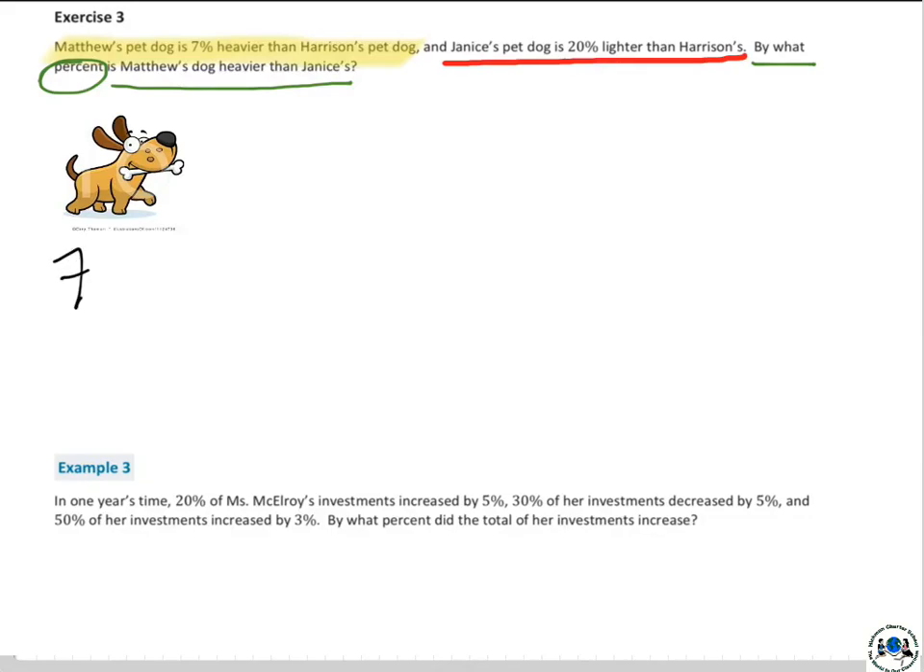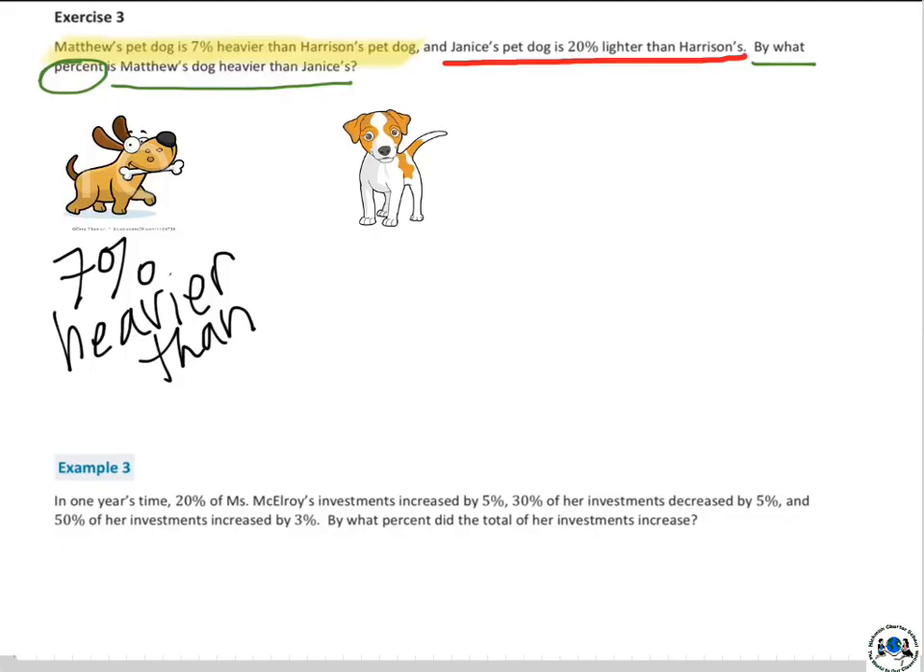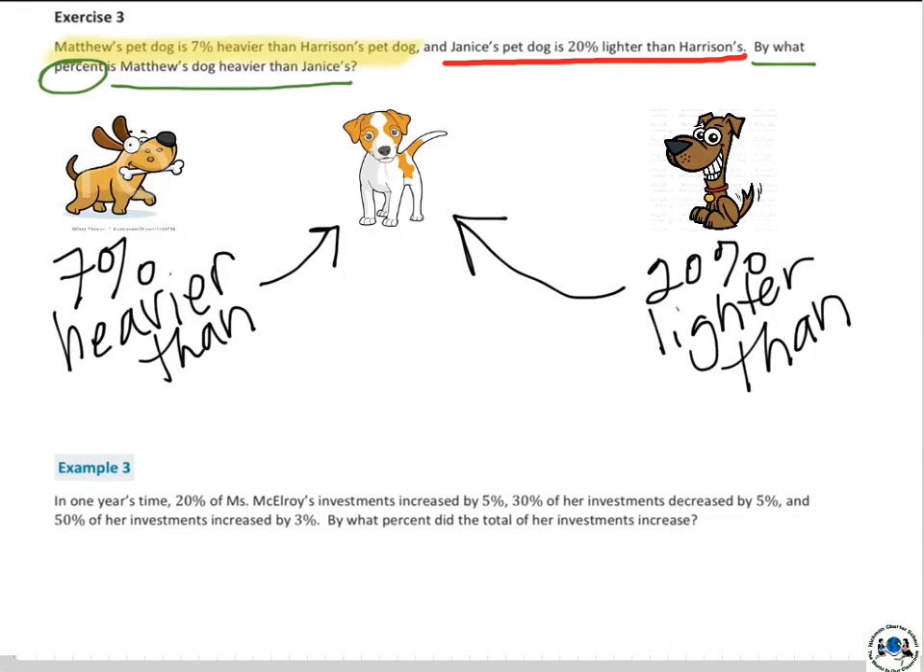We have Matthew's dog, who is not 70%, but 7% heavier than, bing! There is Harrison's pet dog, a real cute little pet dog. So Matthew's dog is 7% heavier than Harrison's pet dog. And then we have Janice's pet dog down there, the very excitable little skinny thing, which is actually 20% lighter than Harrison's. 20% lighter than Harrison's.